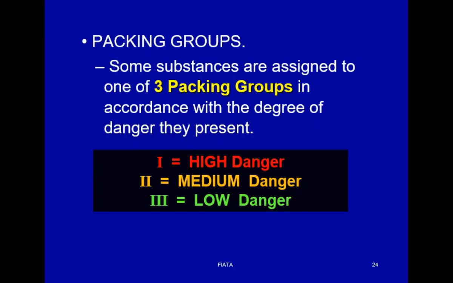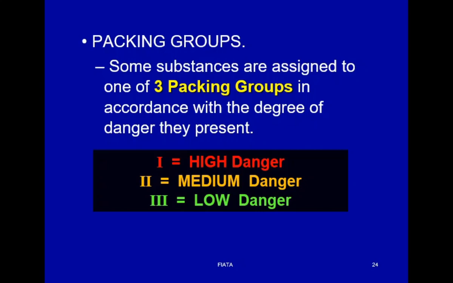Some substances and articles are assigned to one of three packing groups in accordance with the degree of danger they represent. So there are three packing groups, and they are grouped according to the degree of danger they represent. The first packing group is I. Remember, it's a Roman numeral I. I in red stands for high danger.